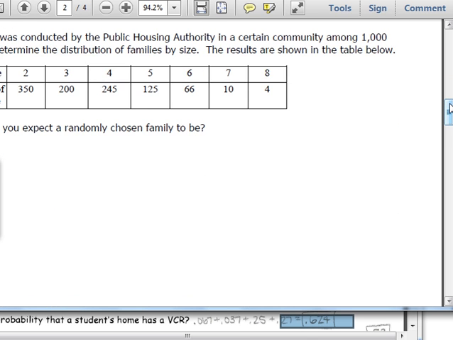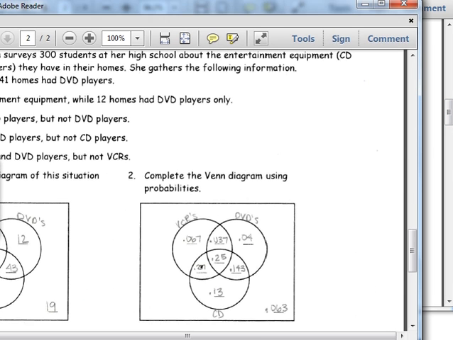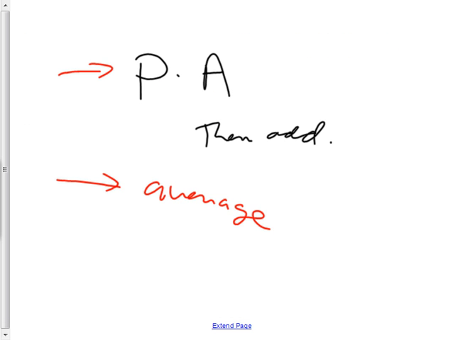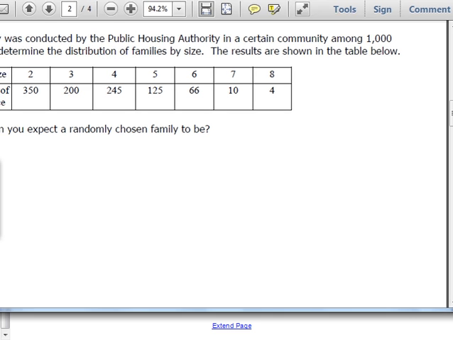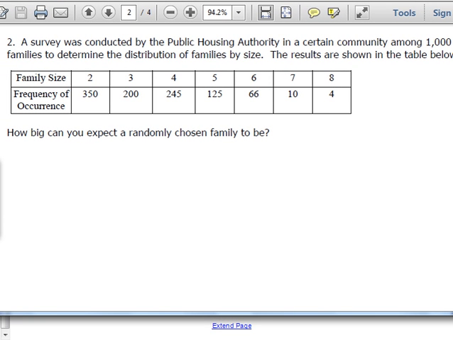All right, so we're going to go to this one. Oops, I hit the wrong button. Hold on. There. All right. I know there's two things called 12.4A. The one you want is the one that does not say finding in front of it. You want the one that says just expected value. A survey was conducted by the Public Housing Authority amongst 1,000 families to determine the distribution of families by size.